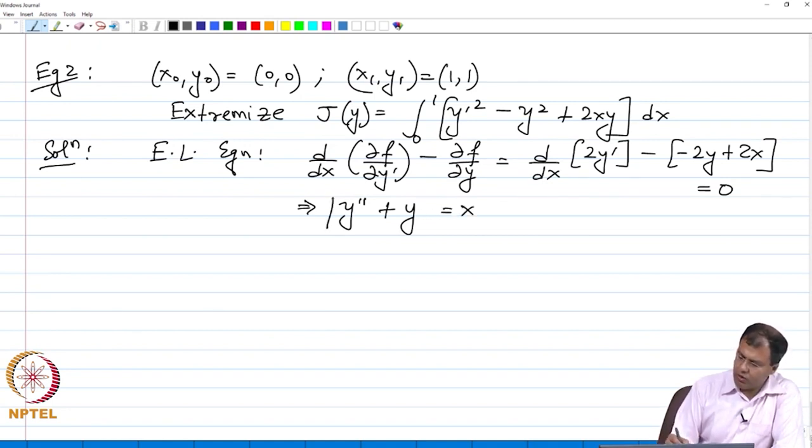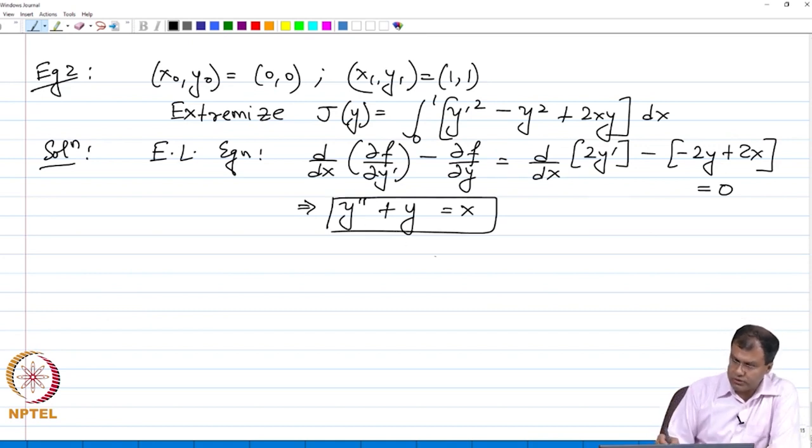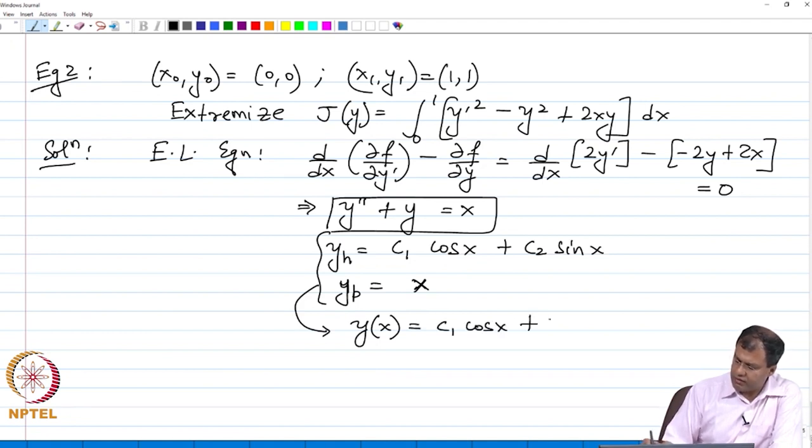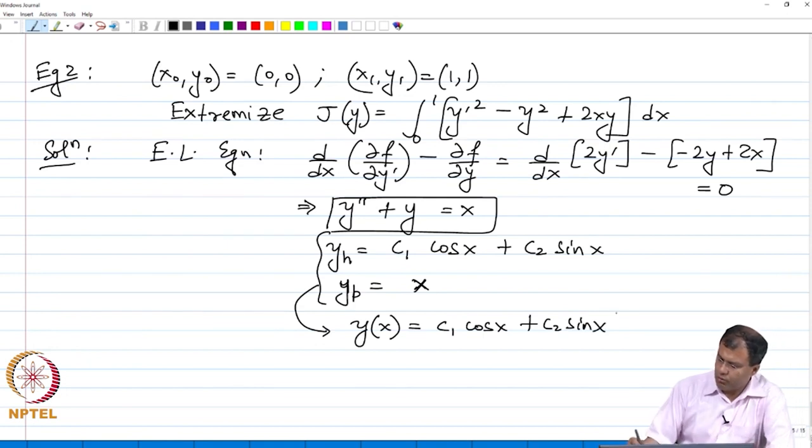This is a non-homogeneous ODE. The homogeneous solution to this ODE will be a linear combination of cos and sin, and I am directly using some of the results of the solution to ODEs. The particular solution to this problem will be y particular equal to x. And then we can combine to get the extremal of this functional. This is c1 cos x plus c2 sin x, the homogeneous solution, plus the particular solution.